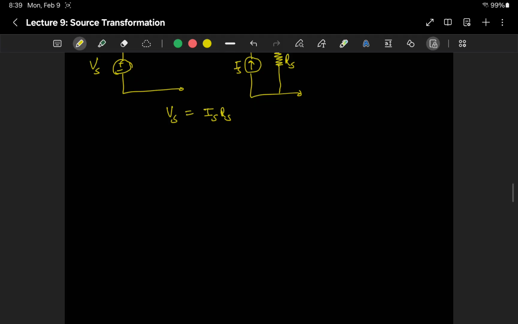So what we can do is, once we do some sort of transformation, we can add the series voltage source and parallel current source. So let me write this down. Repeated conversions between the two forms may result in an effective way to simplify circuit.